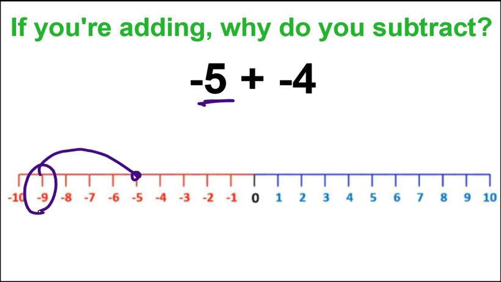All right, so still haven't gotten to where we're subtracting really yet. We're still adding those numbers up. 4 plus 5 gave me 9. 4 plus 5 gives me 9 again.